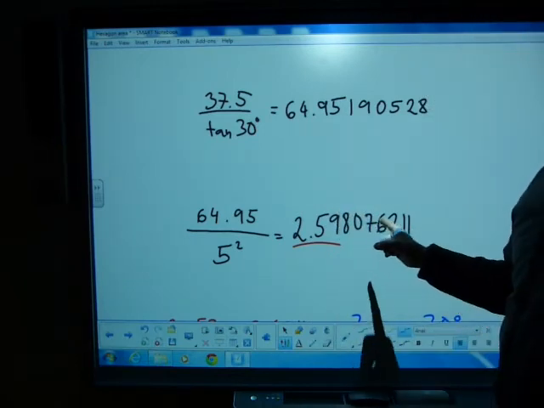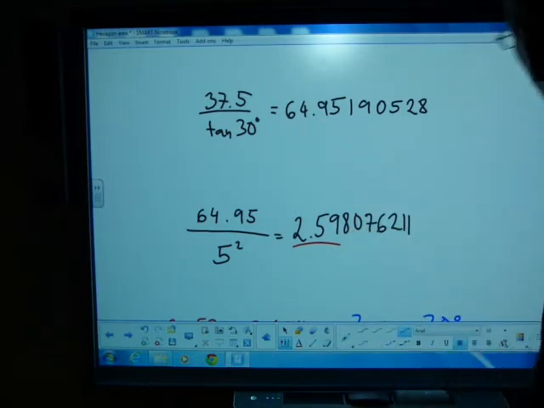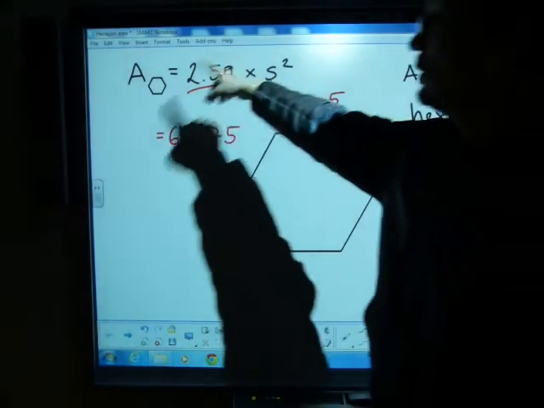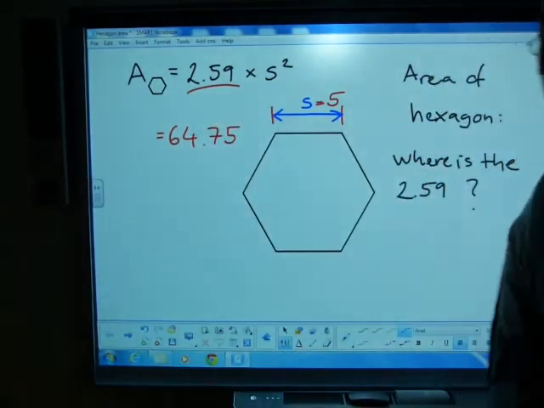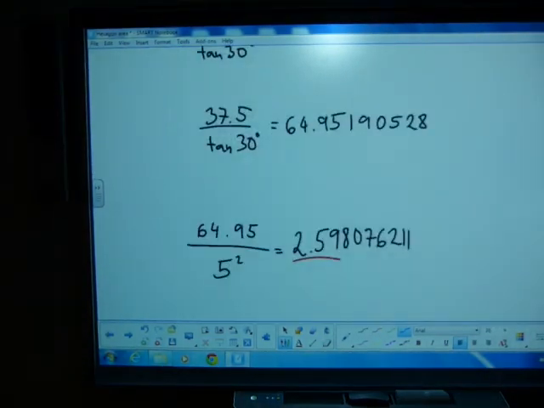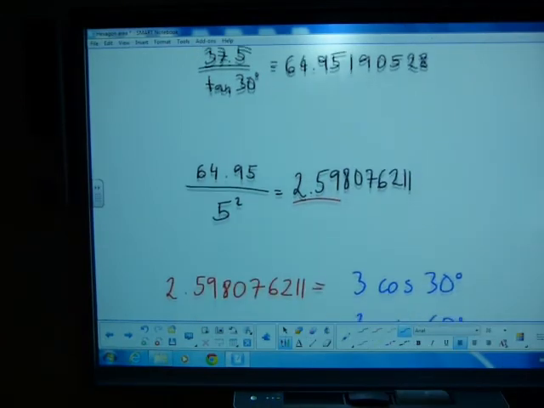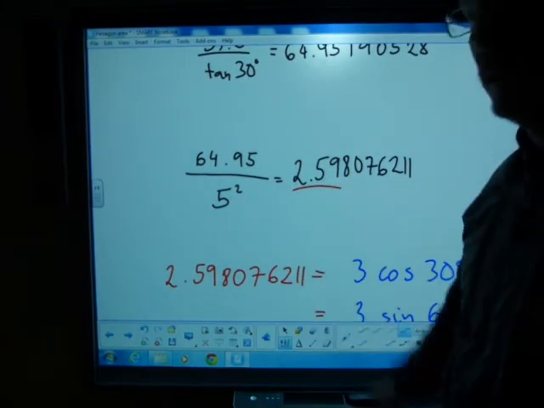Because it's got more digits, it's not just 2.59. That's why the simplistic formula that you're given, and looks like that, is going to give you an inaccurate answer and an inaccurate number, because it's got more digits to it.